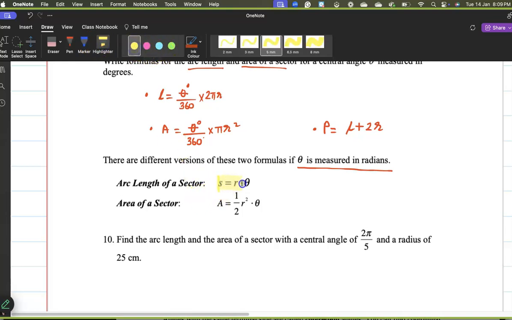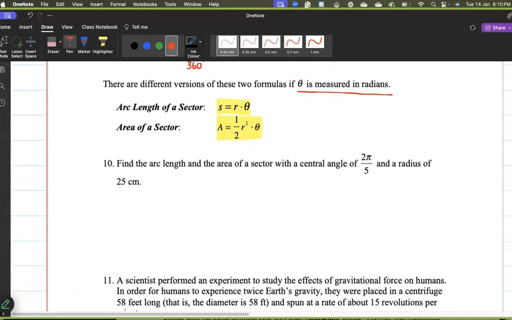The length of the arc is r into theta, radius times the angle in radians. And the area of the sector is half r square theta, half into the radius squared into the angle.